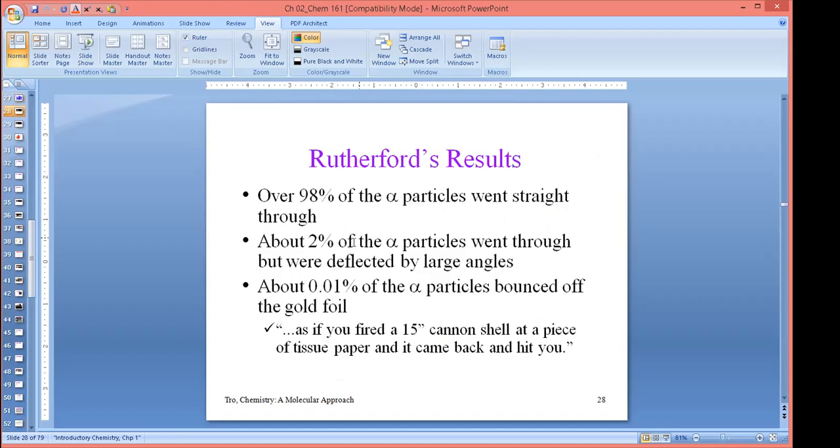And what were the numbers of these? About 98% went straight through, no effect, which means the volume is basically 98% empty. Then 2% deflected off at angles, but it's not a clean hit, so still the volume is like 99 point something. And then every now and then these alpha particles would actually bounce off. And the analogy here is like if you fired a 15-inch cannonball at a piece of paper and it came bouncing back and hit you. That would seem strange.